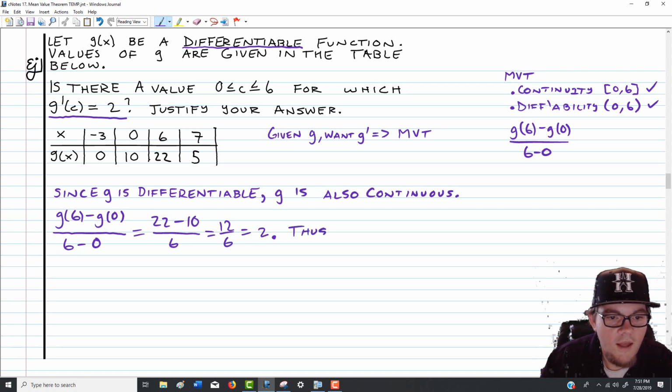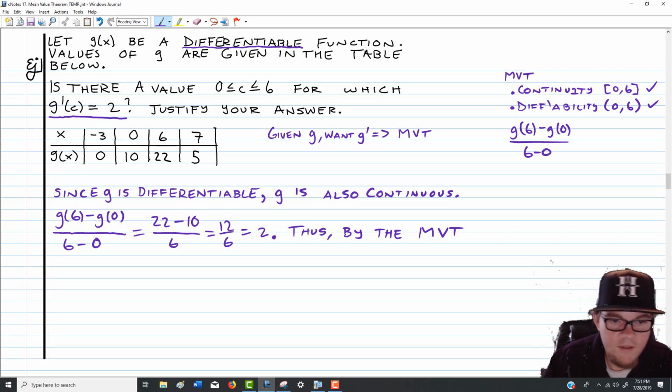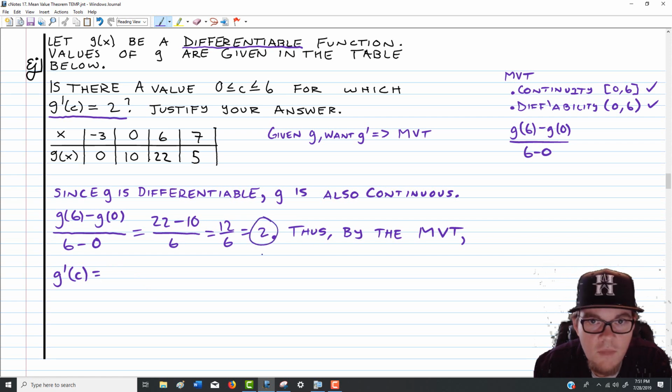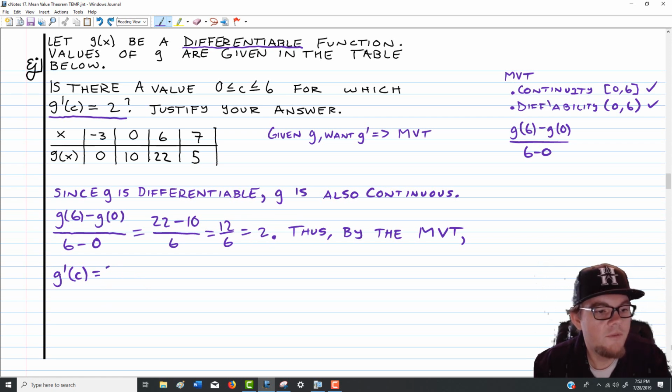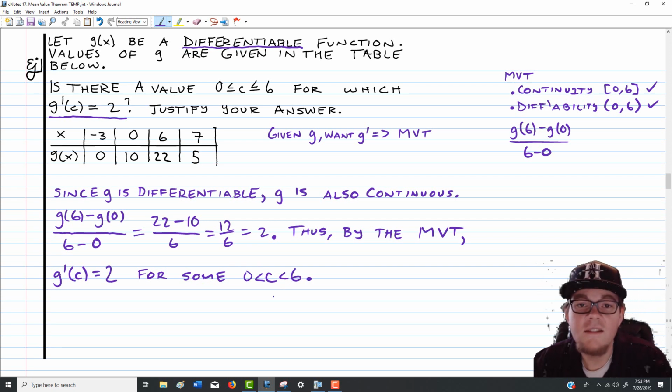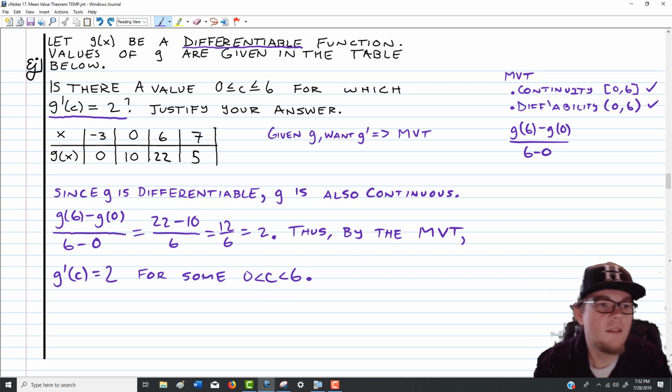So from here, thus, by the mean value theorem, g prime of c has to equal the average rate of change, and in our case, the average rate of change is 2. So g prime of c equals 2 for some value c in that open interval, which was between 0 and 6. And that is exactly what we were trying to prove. So our question is, in a sense, answered. We used the mean value theorem to get there.